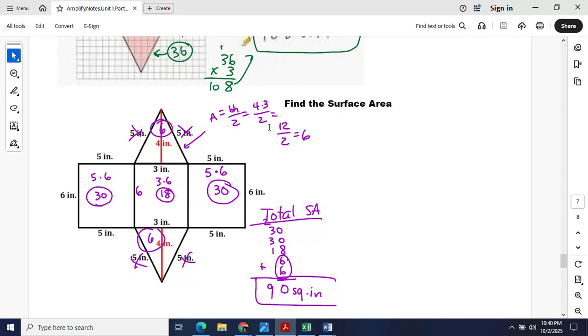But here I did want to try to write a little something different. I used the triangle formula. So I did base times height, 3 times 4 is 12. Half of that is 6. That means the top area is 6, the bottom area is 6. Then you add it all up, and you get 90 square inches.